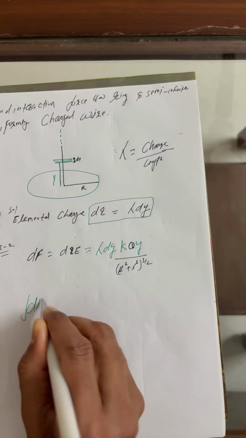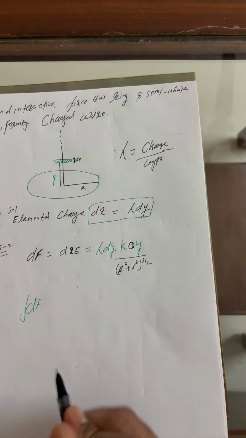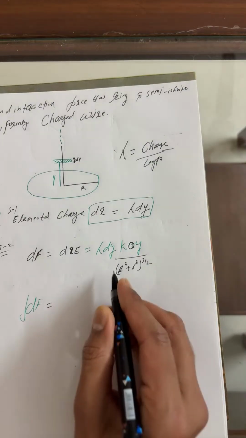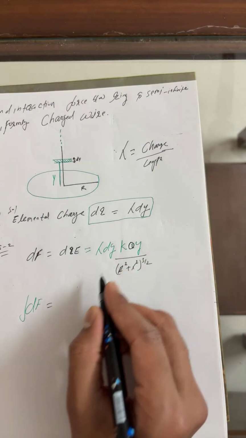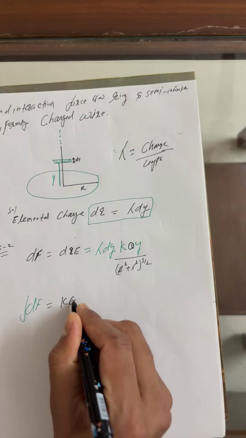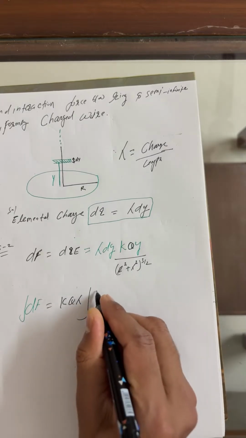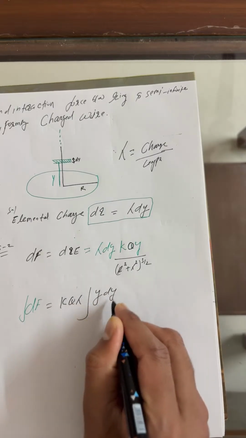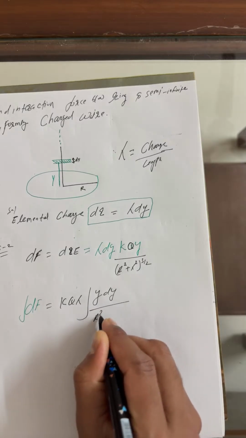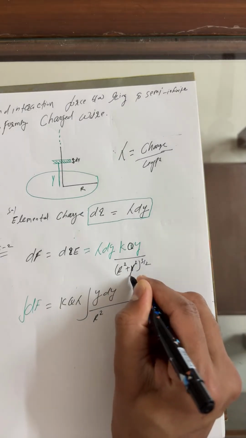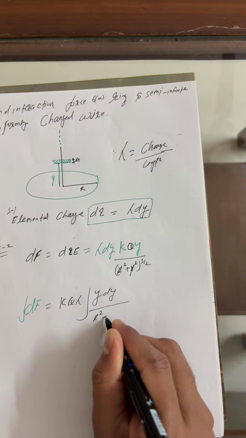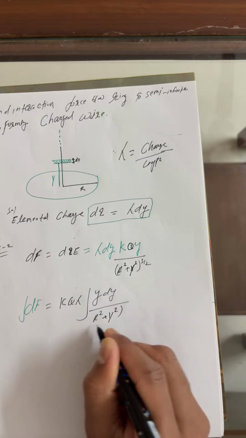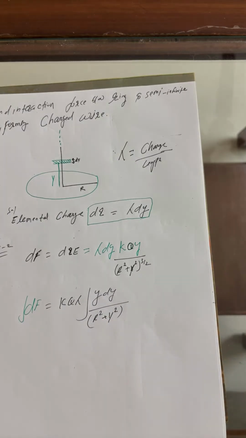This is the integration of dF. The constant terms you can take out here. This is k q lambda, integration of y into dy upon (r square plus y square). I said y square, but I wrote it wrongly here. r square plus y square, right?